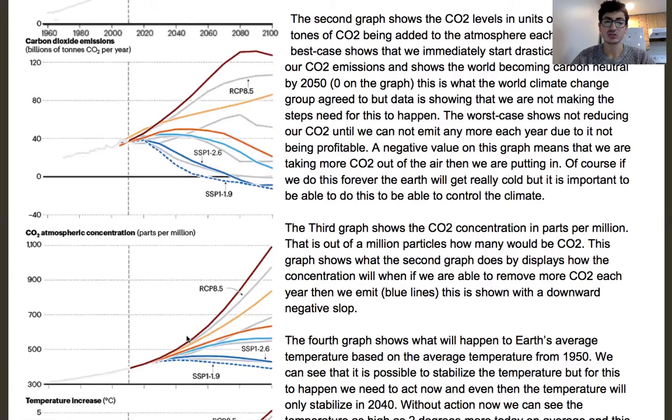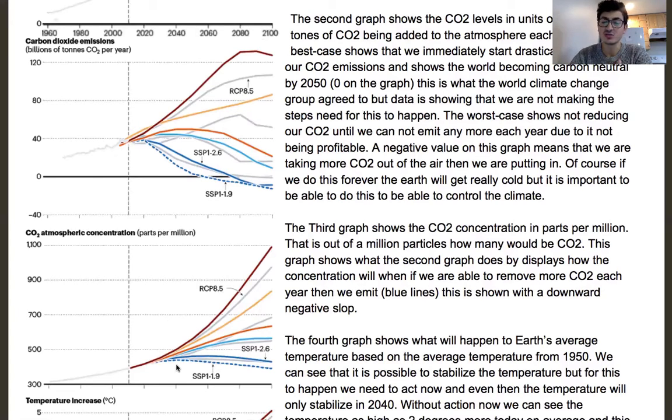The second graph just shows the concentration in parts per million. So again, parts per million is if you take 1 million particles in the atmosphere, how many of those will be CO2? So we can see that if we look at the best case scenario, it doesn't go to zero because we can't have negative CO2 in the atmosphere. We won't have zero. We'll still always have some CO2 in the atmosphere.